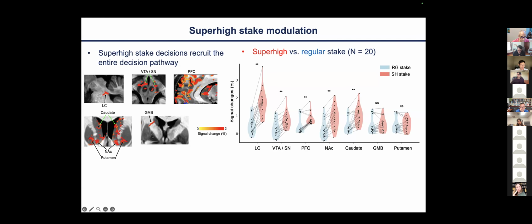In the caudate, which is responsible for the evaluation, and also in the putamen here, which is responsible for the action selection, and also NAC. You can see they are very clearly separated.